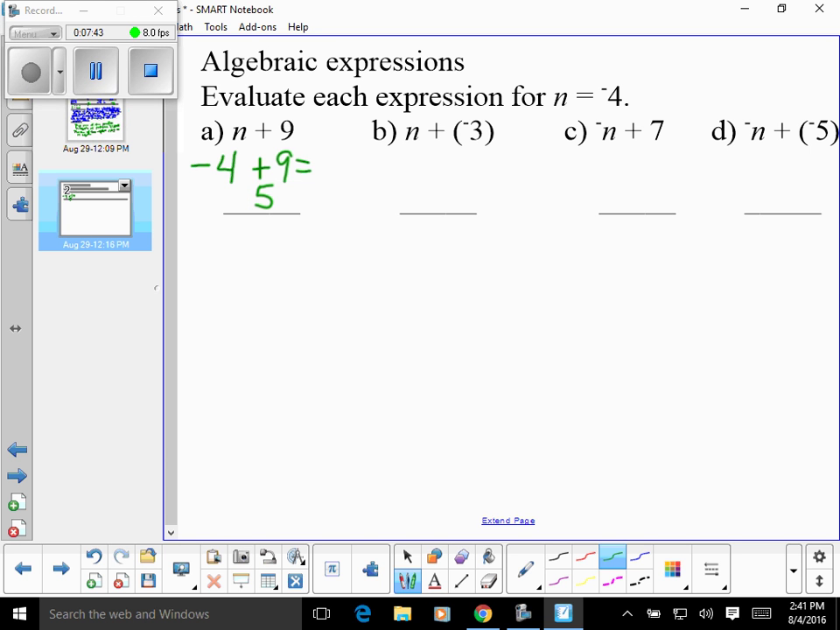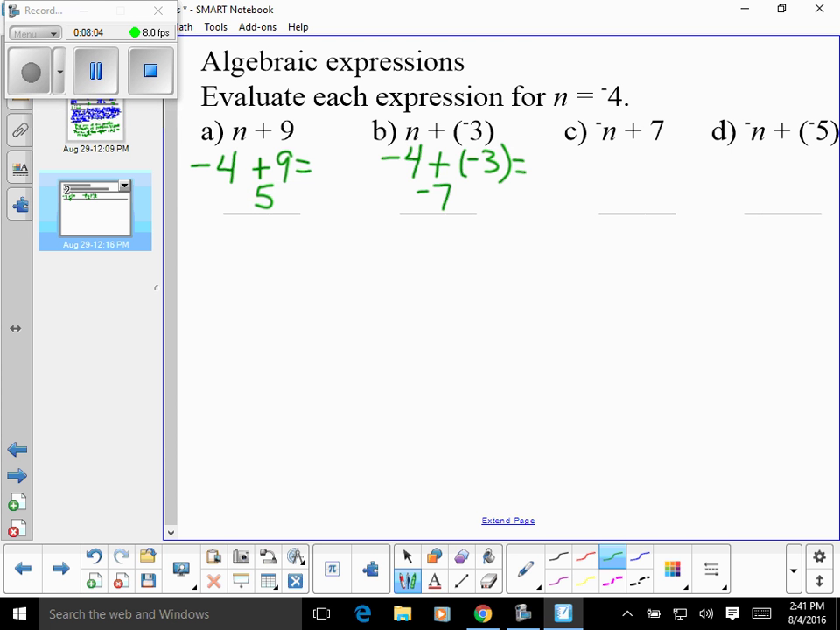Let's move on to B. -4 plus -3. Now I'm to my second rule of like signs. I have 4 negatives. I add 3 more negatives. I'm going to end up with a -7.